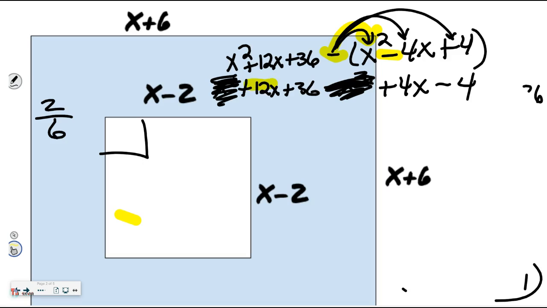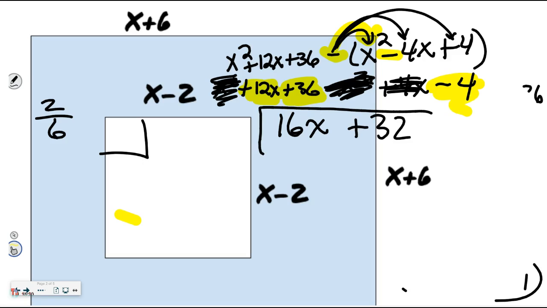Mine is going to be 12 of those plus 4 of those. Whoops, my highlighter didn't activate. 16 of those. And then I have the 36 going down 4, so plus 32. Lock and load it in a box.